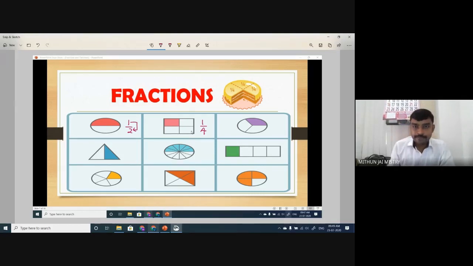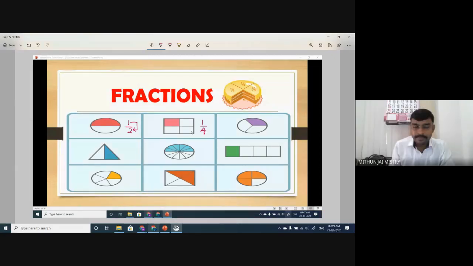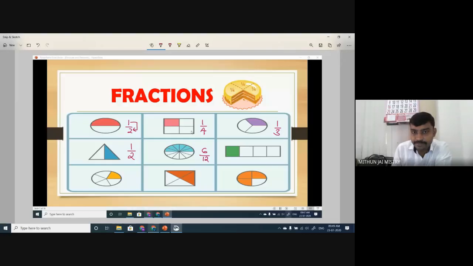1 by 4 is shaded. Here 1 by 3 is shaded. Now I am giving the answer. This is a triangle, so in this part, 1 out of 2 parts is shaded. And here, if you count 1, 2, 3, 4, 5, 6. So totally 6 out of 12 are shaded, 6 by 12, which will be again written as half.